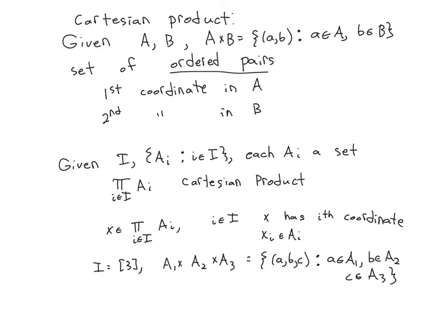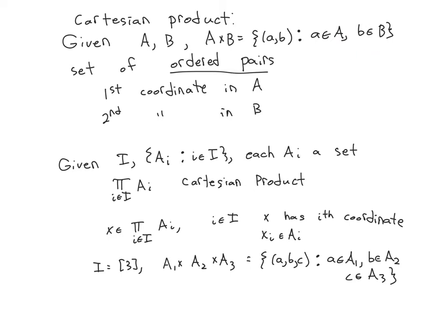So in order to talk about multiplication, we have to talk about products of sets. And what is a product of sets? Well, in this class it's called the Cartesian product after Descartes. Given 2 finite sets A and B, A times B is the set of ordered pairs, where the first coordinate is from the first set and the second coordinate is from the second set.